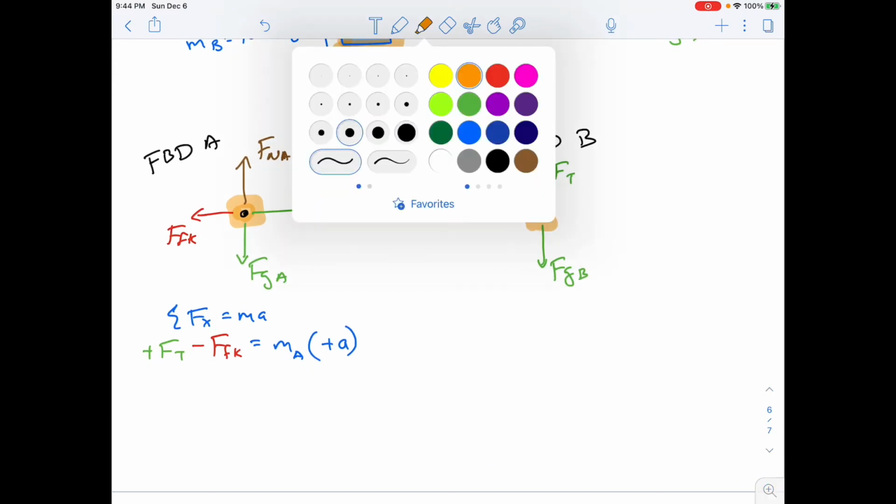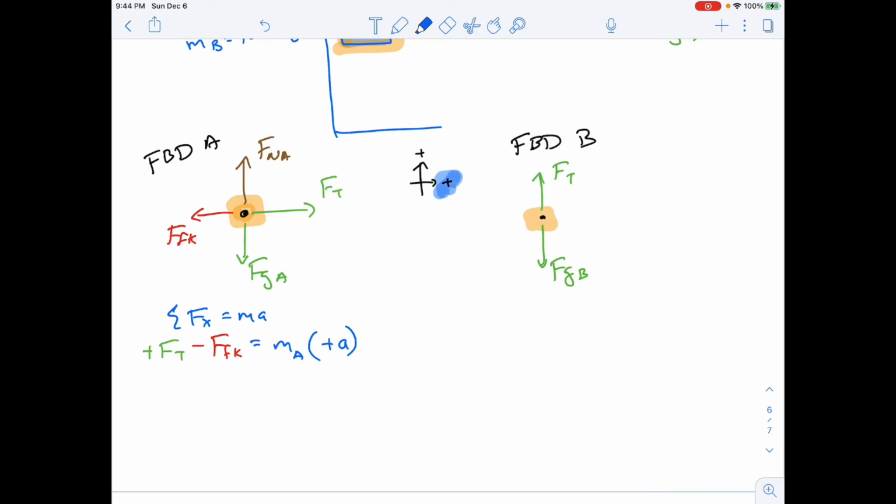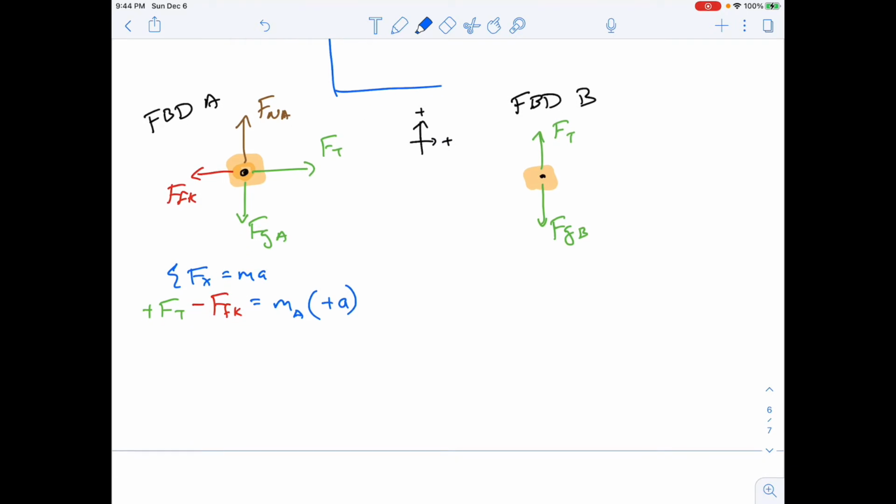If this is accelerating in the positive direction, there's no arguing that right now, not the way we assigned it anyway. And then we can do what we do. We don't know tension. We know that friction is equal to mu k times the normal force of A. And then if that positive is there, now I can just keep it ma. And I know m, of course I don't know a, and that's the whole point. I'm trying to find tension and acceleration, so I don't know two things.